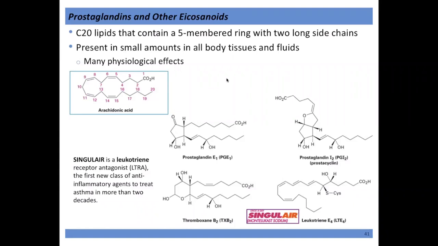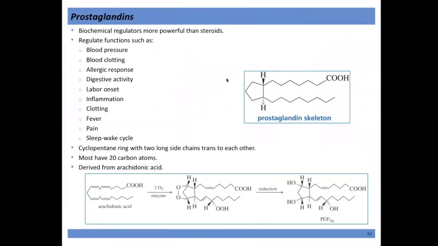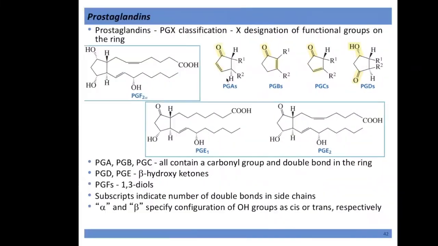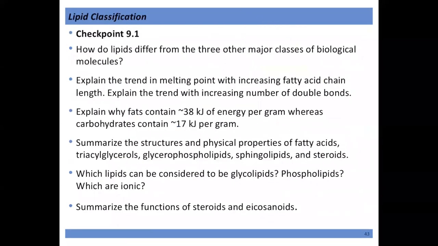One interesting thing is, I'll go back, aspirin actually inhibits the synthesis. So if you're feeling pain or heat or a fever, it actually inhibits the synthesis of these prostaglandins and will alleviate some of those feelings of pain and heat. Okay, here's just some information on how they classify the prostaglandins if you wanted to know more about them. And if we go on, that is the end of lipid classification.